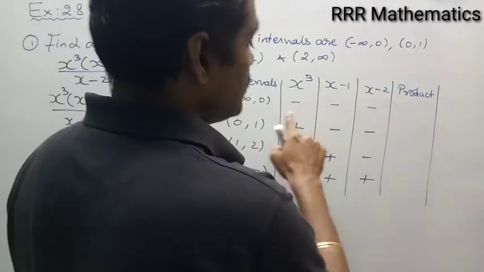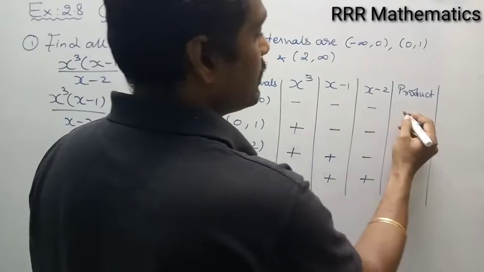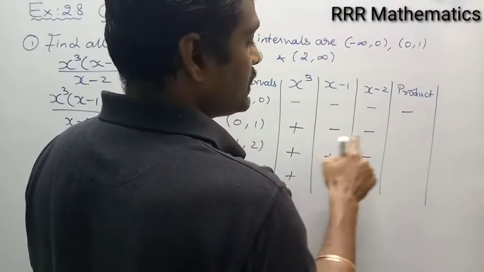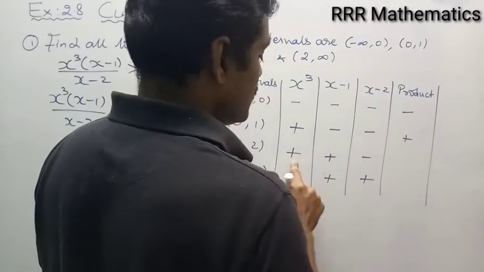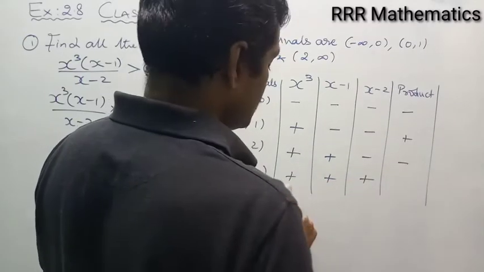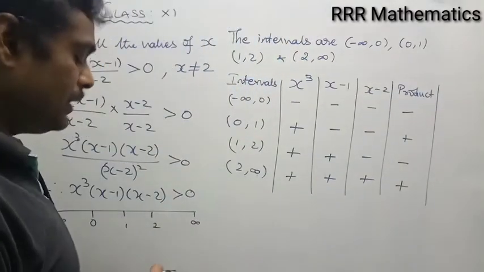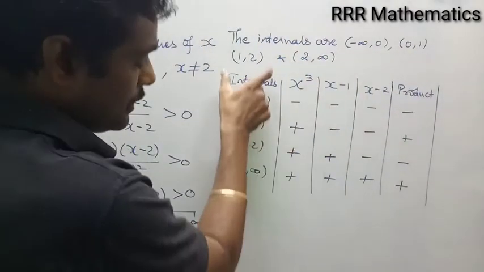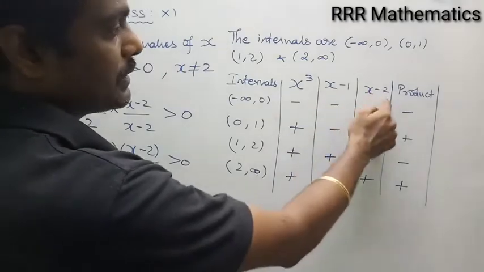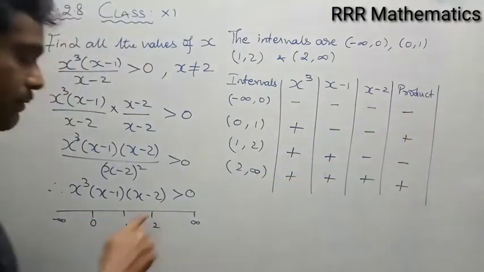See the product. Just multiply. Minus into minus into minus, minus. Plus into minus into minus, plus. Plus into minus, minus. Plus into plus, plus. That's all. See, you want to define the interval. Write in a column-wise manner. Write all the factors and say the product. That is what is required.